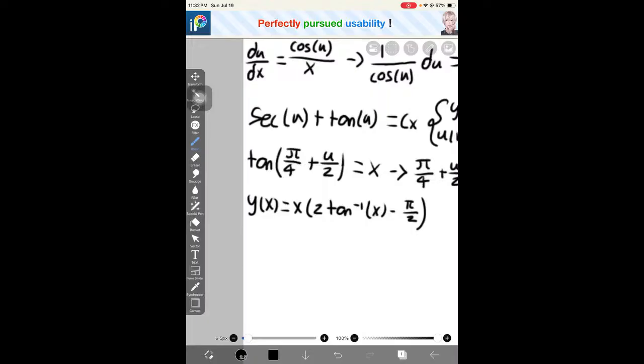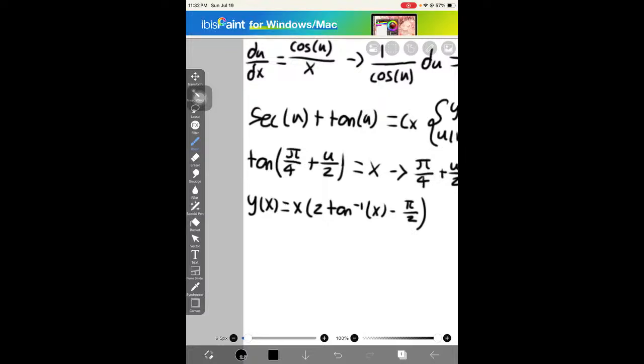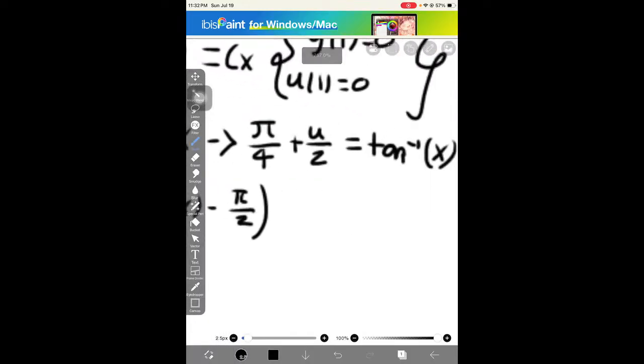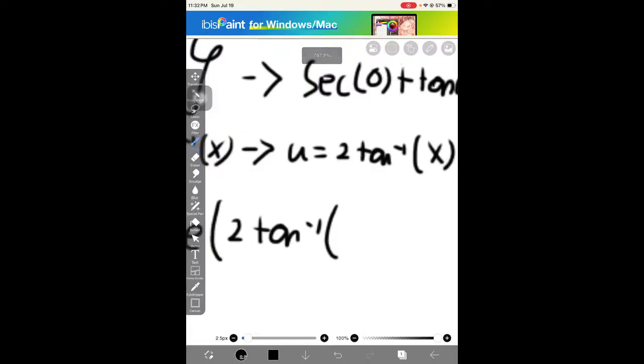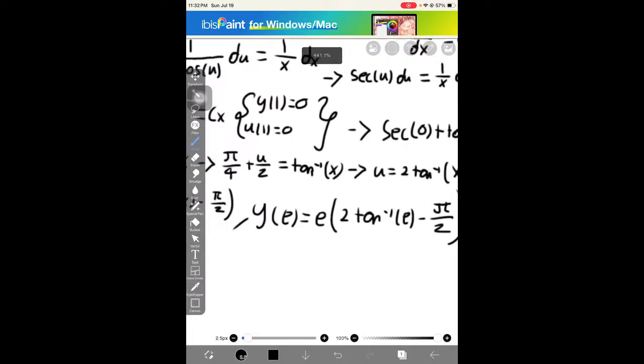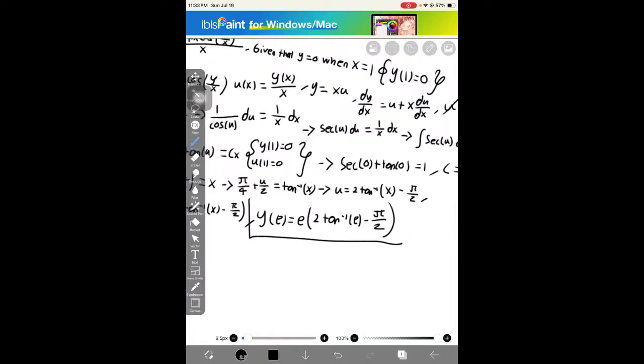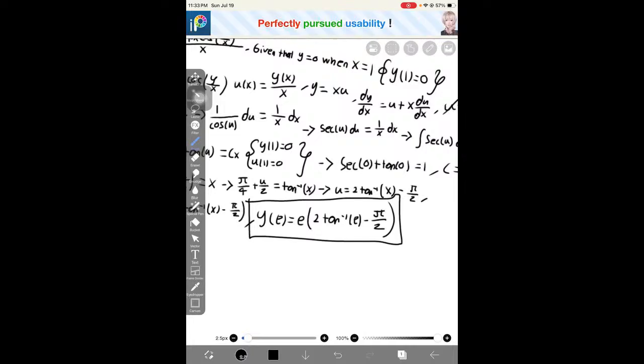Okay. Where are we again? Oh yeah, y of e. That's just simple. That's literally just simple substitution. Like, look at this. e times 2 arctan of e minus pi over 2. Boom. And that's our solution. That's literally it. It's so easy.